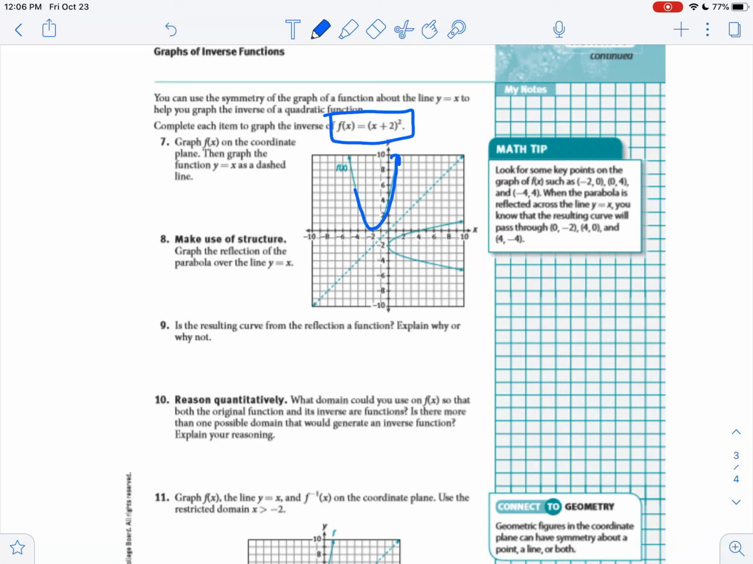And maybe you remember that means that we're going to be graphing this one to the left 2, and then it's just a typical quadratic with this shape. Okay, so that is our quadratic. If you remember, some key points on a quadratic are points like -2, 0, 0, 4, and -4, 4, because we're squaring every number we put in. So when we square 2, we're going to get 4, and so on.